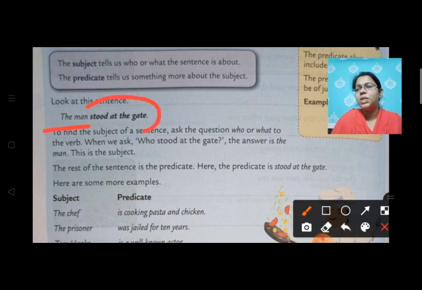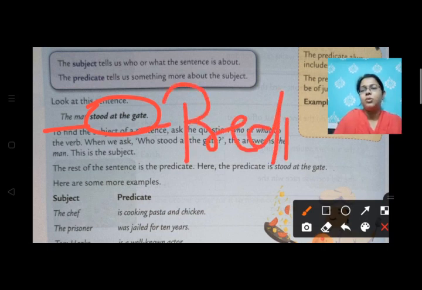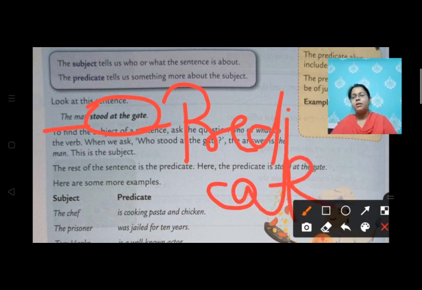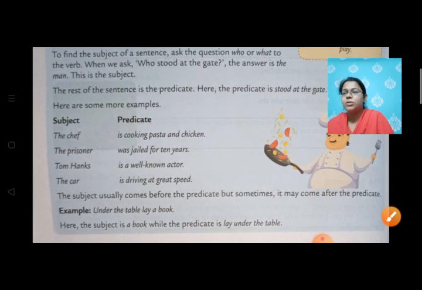उसके बाद जो बचा है stood at the gate, वो क्या हो गया आपका? प्रेडिकेट. ठीक है, जो रिमेनिंग पोर्शन बचता है सब्जेक्ट को छोड़ के, उसे हम प्रेडिकेट कहते हैं. और जैसे कि मैंने आपको समझाया, predicate includes the verb and the object of the sentence, and sometimes if it does not have an object, it might have the complement of the verb, or it might be talking more about the subject. We have some more examples over here.